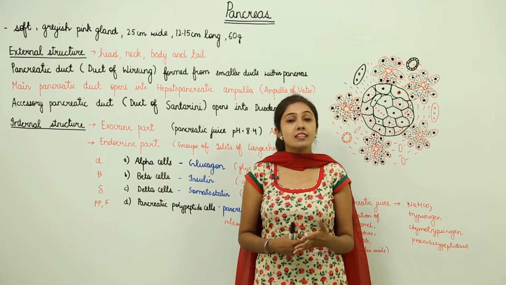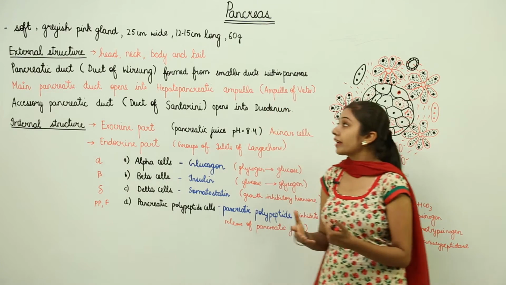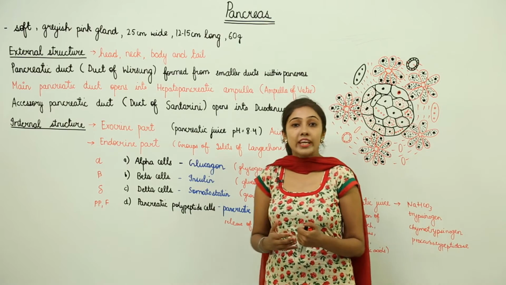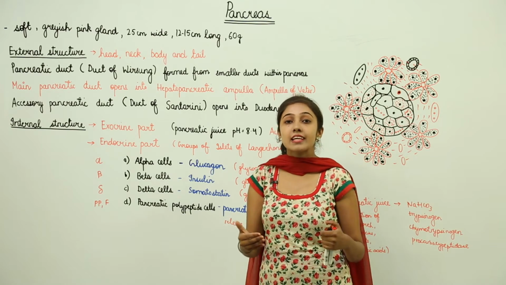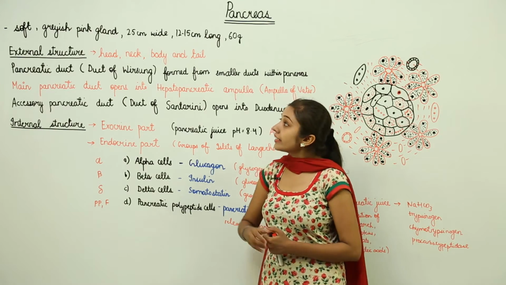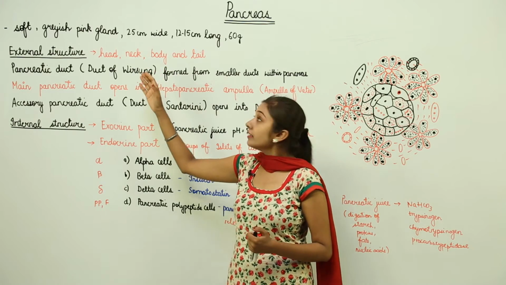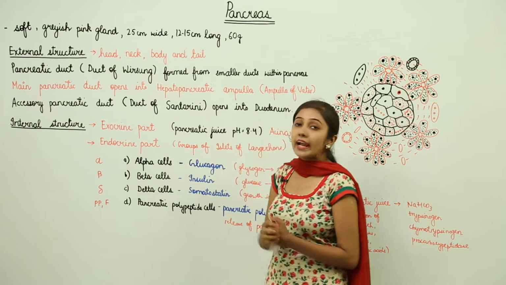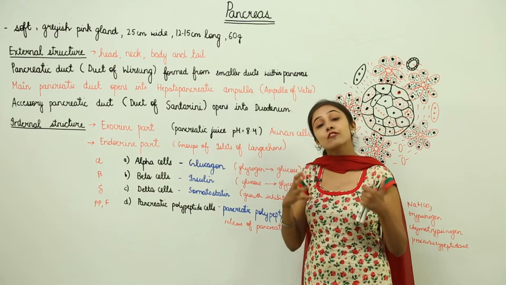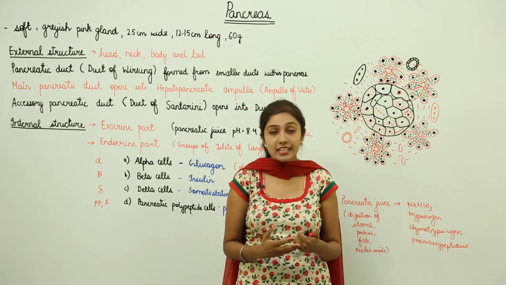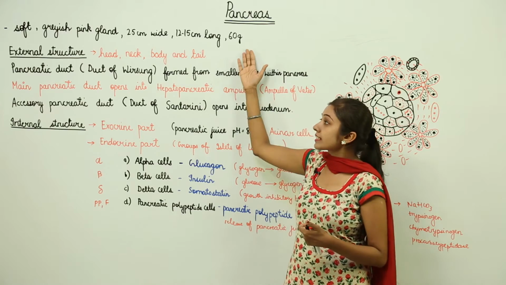Now let's discuss the next gland, that is the pancreas. The pancreas is located posterior to the stomach inside the abdominal cavity, and it's a soft greyish pink gland that is 2.5 cm wide and 12 to 15 cm long, and it weighs around 60 grams, right? So pancreas weighs around 60 grams.